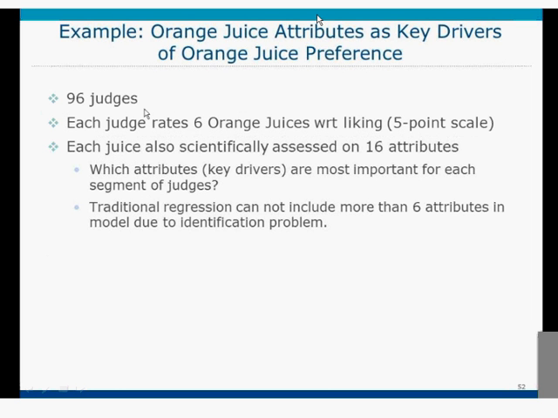So these data are real data based on 96 judges, or these are the cases here. Each judge rates 6 orange juice products with respect to liking, on a 5-point scale. Each juice is also scientifically assessed on 16 attributes by experts in the food industry. And the question is, which of these attributes really drive the ratings? In particular, do different attributes drive the ratings for different segments?